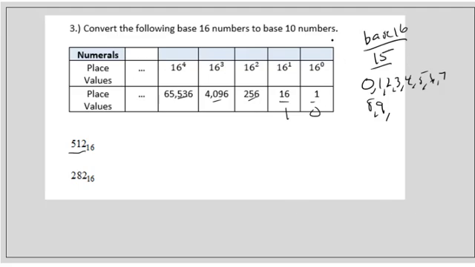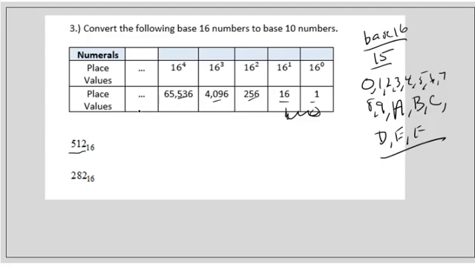So I need a different kind of numeral for 10, and what they do is use A. So A equals 10, B equals 11, C equals 12, D equals 13, E equals 14, and F equals 15.